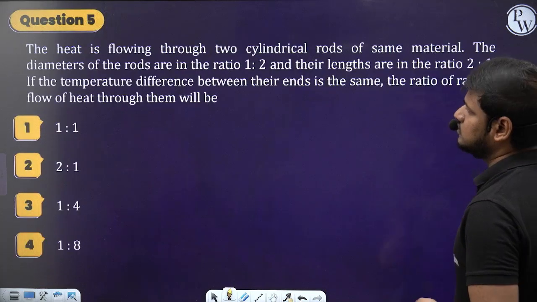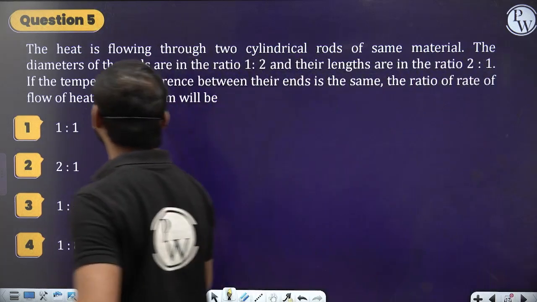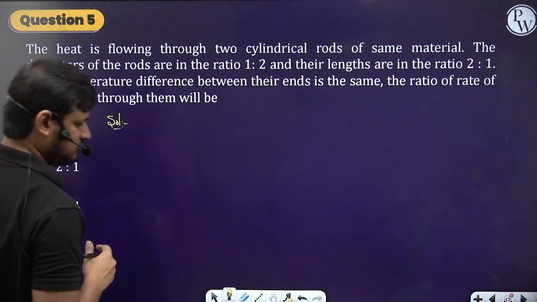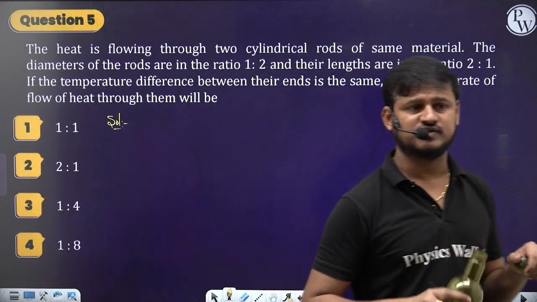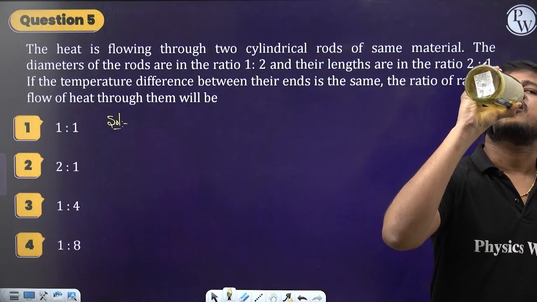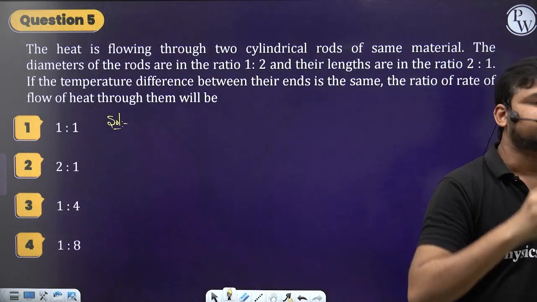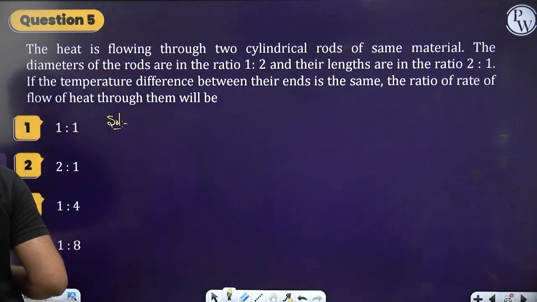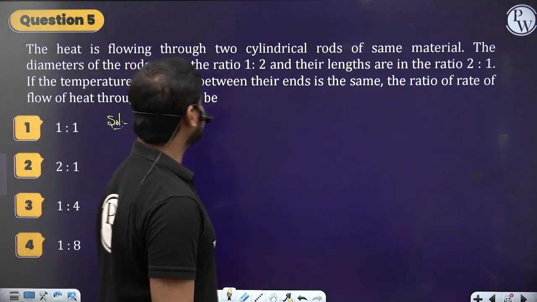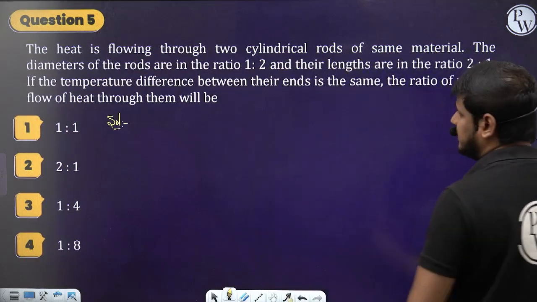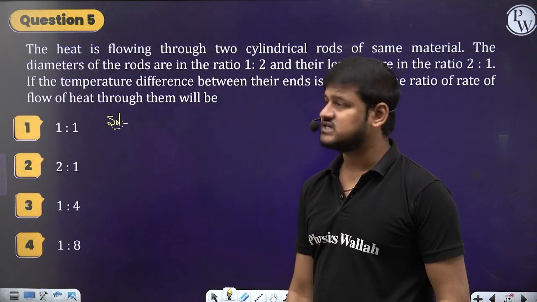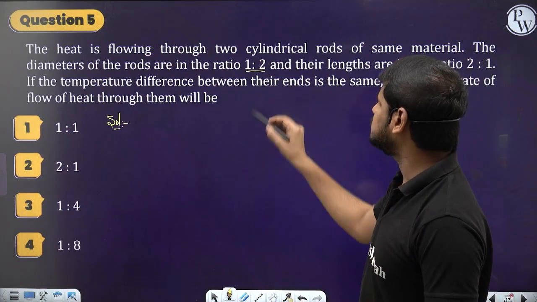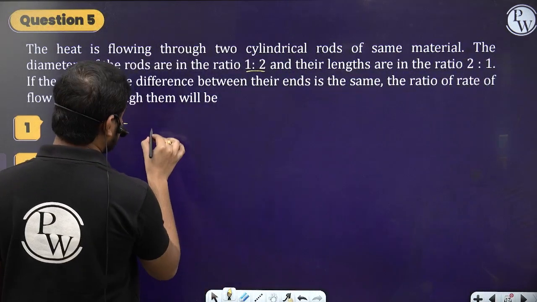Chalo, let's see this question. What does the question say? Try it on your own first. Read the question and try this on your own first. The heat is flowing through cylindrical rods of the same material, so both the materials are the same. The diameters of the rods are in the ratio 1:2. Okay, fine. So there are two cylindrical rods.